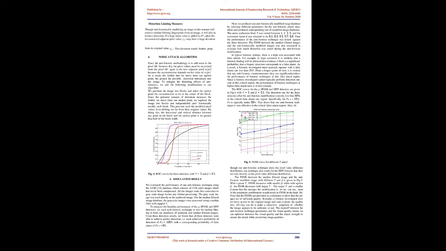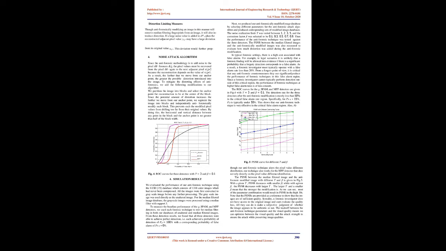To measure the baseline performance of the SPAM and MFF detectors, we used each forensic technique to test for median filtering in both our databases of unaltered and median filtered images. From these detection results, we found that all three detectors were able to achieve perfect detection, i.e. each achieved a probability of detection of PD equals 100% with a corresponding probability of false alarm of PFA equals 0%.